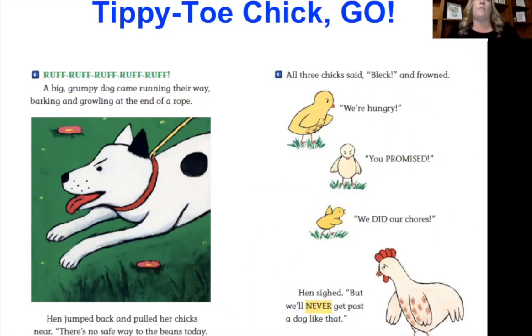What is the chick's problem? The chick's problem is that they can't get by the dog to get their favorite treat. I know that because the text tells me a dog came toward them, barking and growling at them.